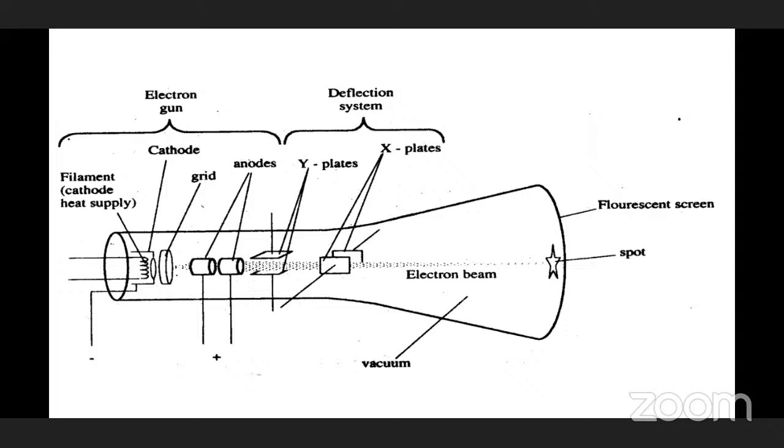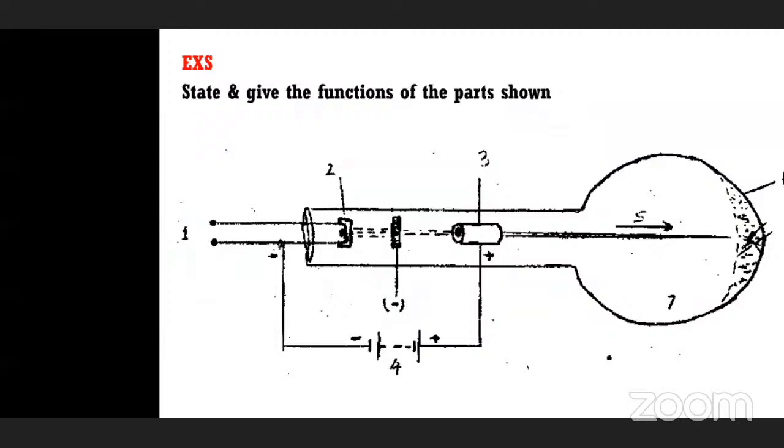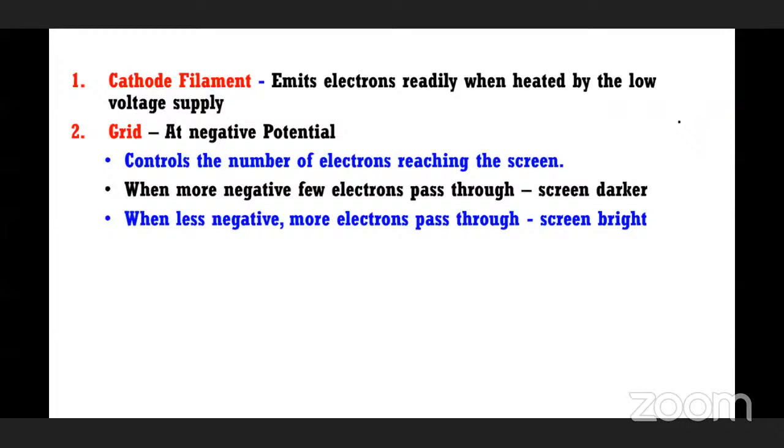Now, the electron gun consists of what? You can see it consists of the cathode, the grid, and the anode. So what is the purpose of the cathode? What is the purpose of the grid? And what is the purpose of the anode, and so on? So we move on to what is important. These are the parts of the electron gun which we are discussing, their functions and how they work in the CRO.